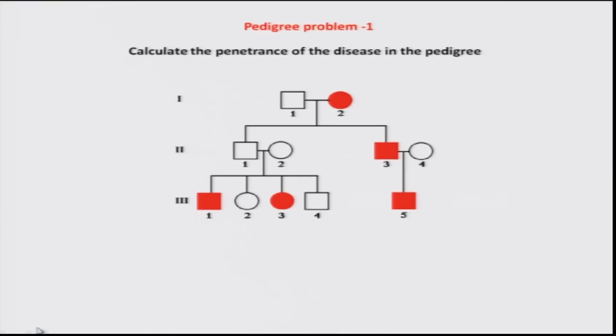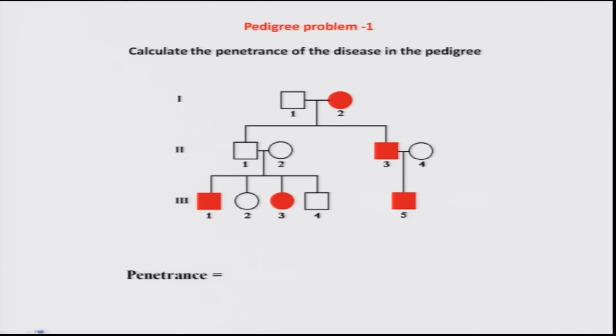Our first problem for today is to calculate the penetrance of the disease in the pedigree. To understand this problem, we need to know what penetrance is. In many diseases, even though individuals have the genotype related to the disease, phenotypically he or she is normal. That is, you have the disease-causing gene, but you don't have the disease. This is called incomplete penetrance. Having learned that, in this pedigree we need to find the individuals with the disease that are phenotypically showing it and the ones who have the genotype for it.